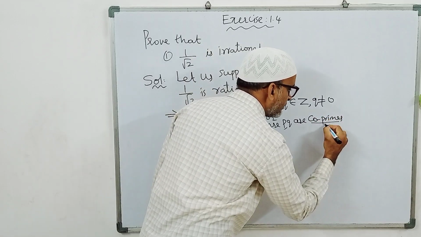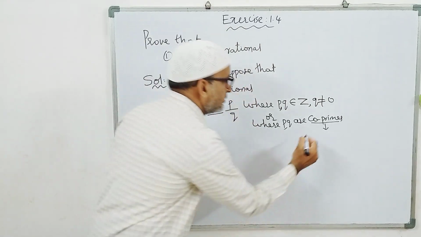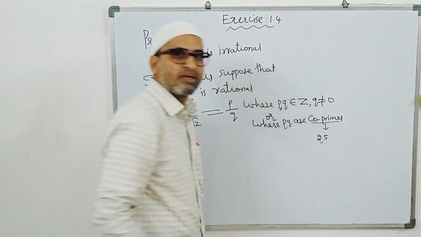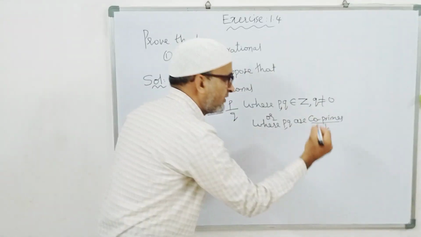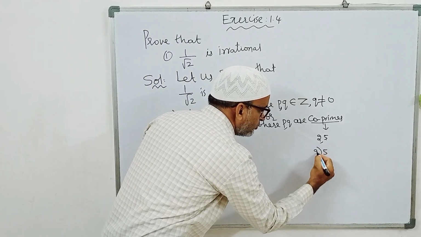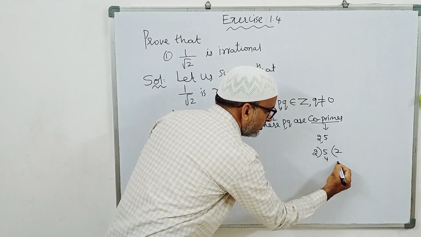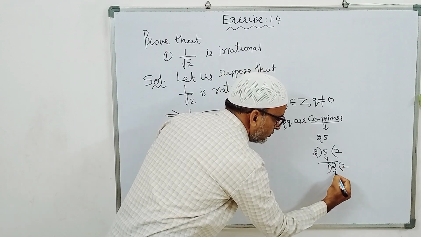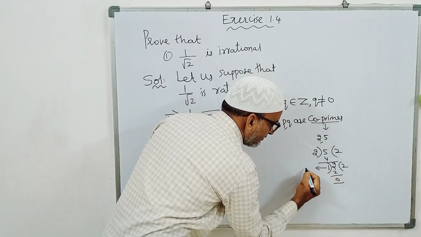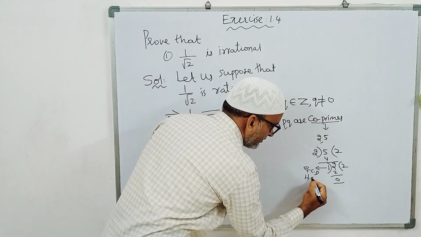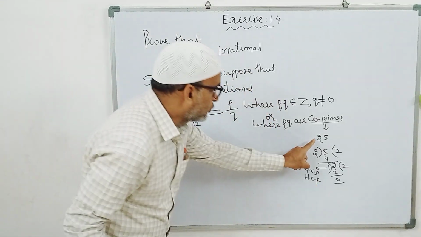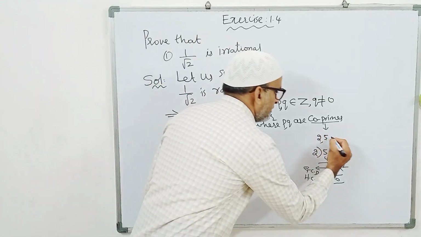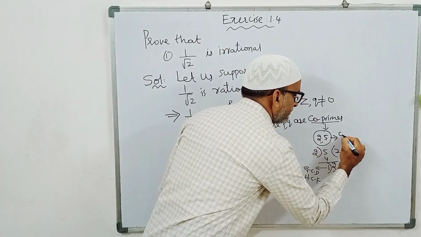What is the meaning of co-primes? Suppose you take two numbers, say 2, 5. You find the GCD of these two numbers, HCF, highest common factor. How? You divide 5 by 2. 2 2s are 4, remainder 1. Again divide: 1 2s are 2. What is this? This is our GCD, HCF. It means these two numbers have the common factor 1 only.